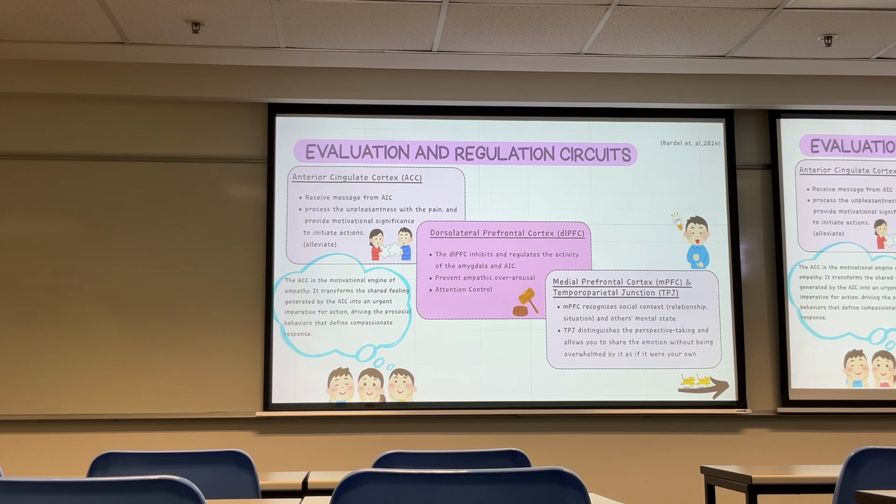And the medial prefrontal cortex and the temporoparietal junction will recognize the social context, so that the relationship between you and the person and his mental state. And the TPJ will distinguish the perspective taking and allow us to share the emotion without being overwhelmed.